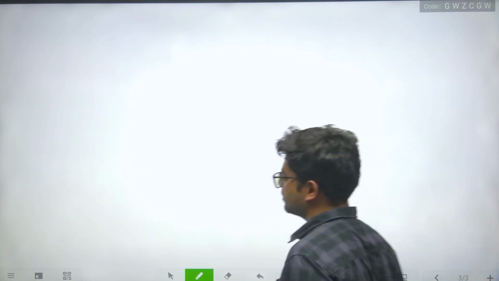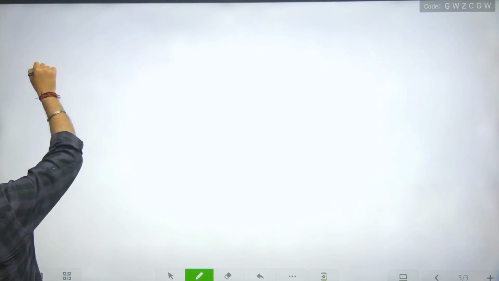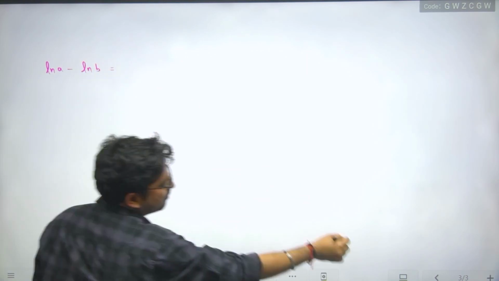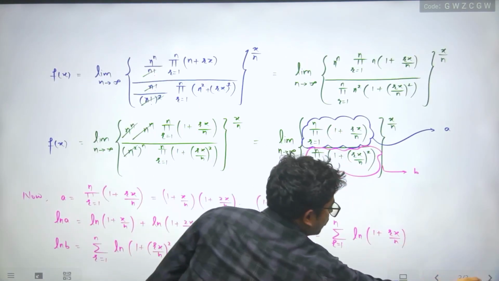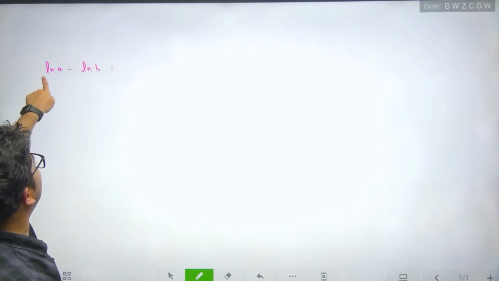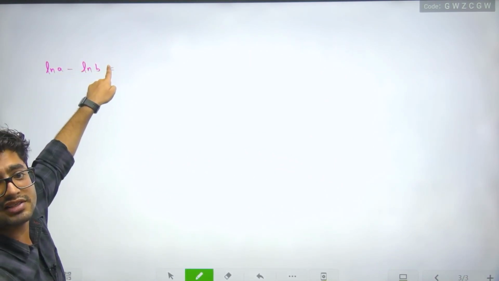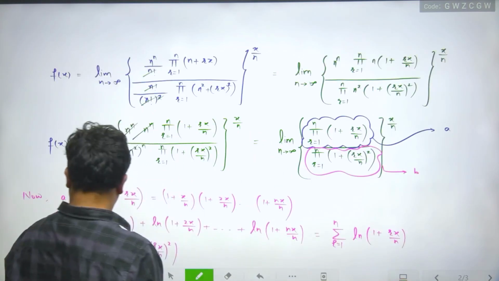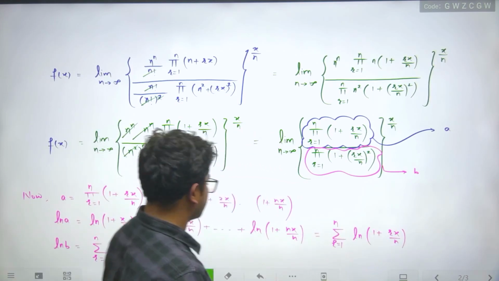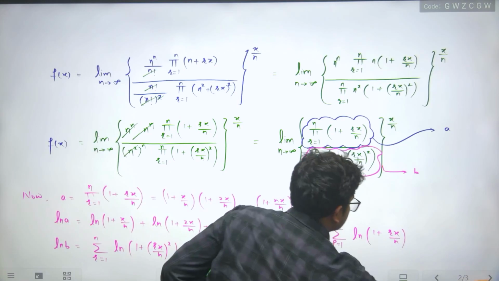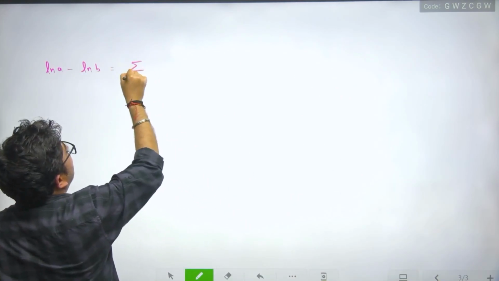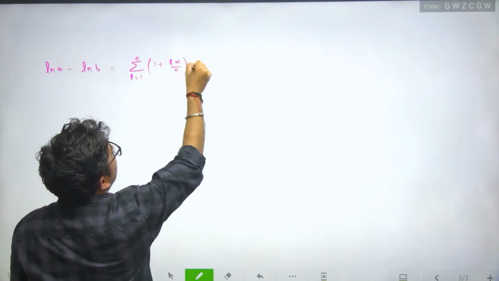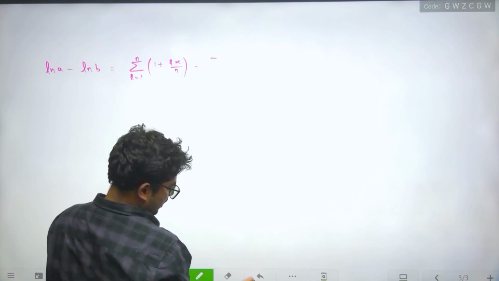Now, when you subtract, you will get ln a minus ln b, because you want a by b. So in terms of ln, you have to do ln a minus ln b. Now you can apply the formula that ln a minus ln b is ln of a by b. So ln a minus ln b: ln a is sigma r equal to 1 to n of ln of 1 plus rx by n, minus ln b.